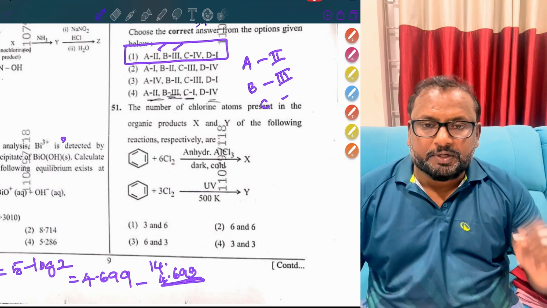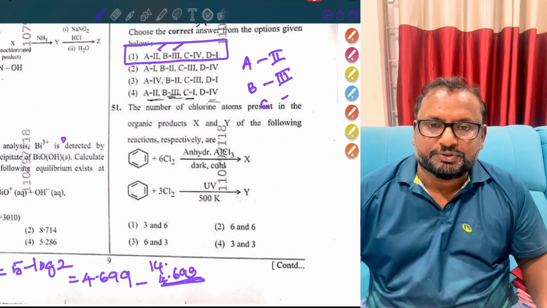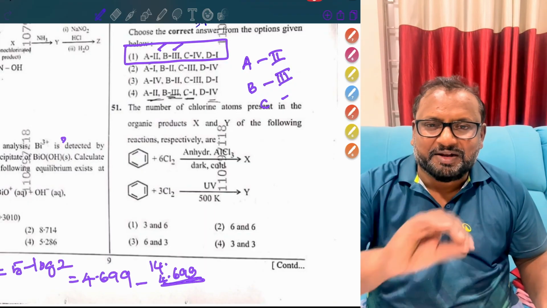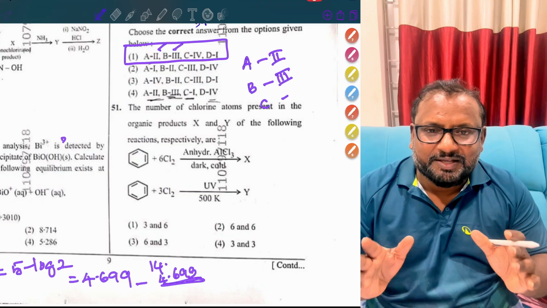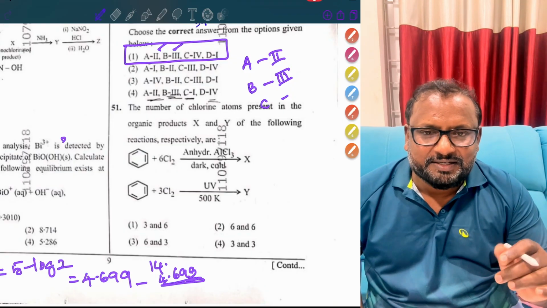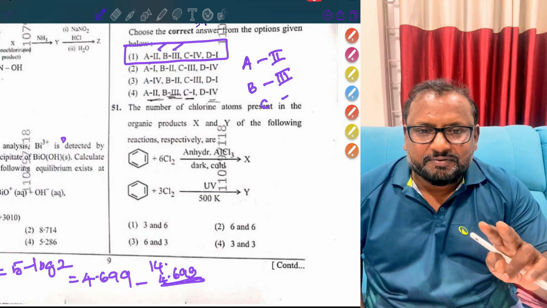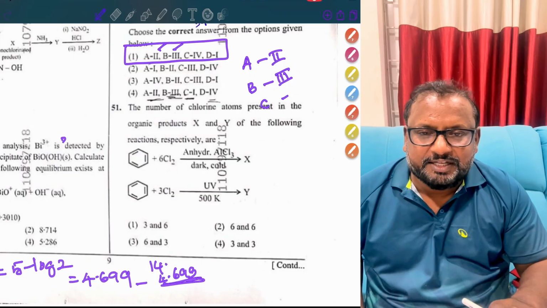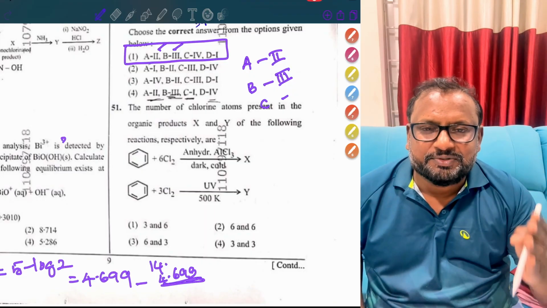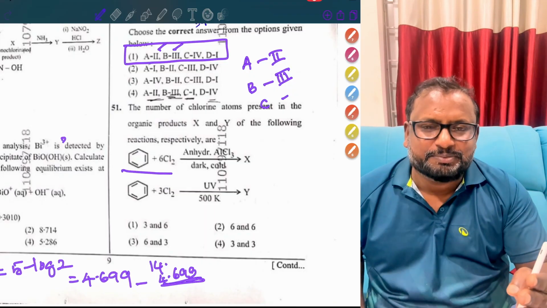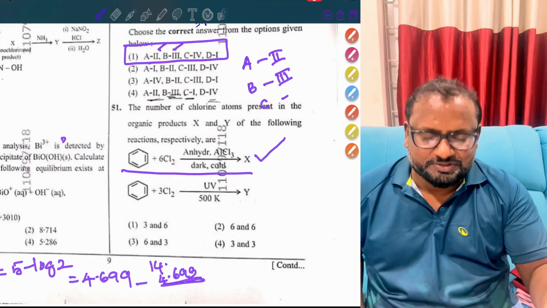Yeah, next question 51, again from NCERT. Whoever reads NCERT will become a doctor. If you have completed the NCERTs of first year and second year, all 4 NCERTs, properly, you are a doctor.